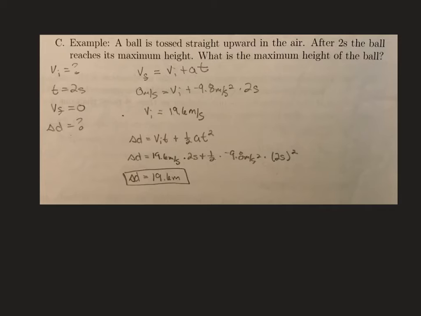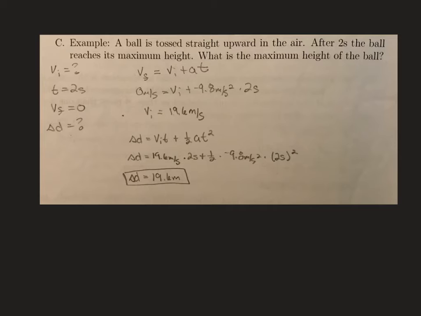Our goal here is to find max height, and at max height we know v final is equal to 0. And so displacement is our known because height is a displacement. And we know it takes 2 seconds in order to be able to reach that max height.